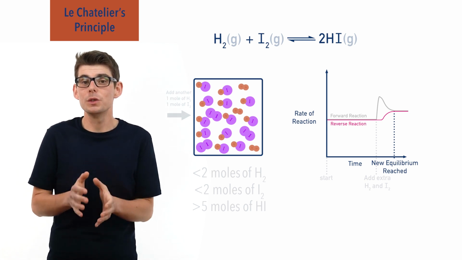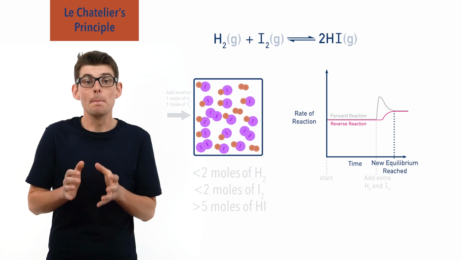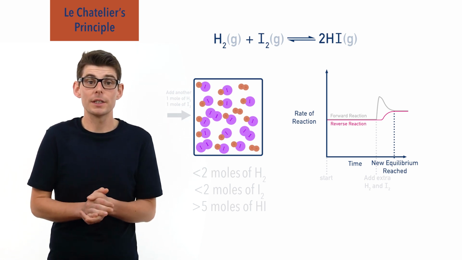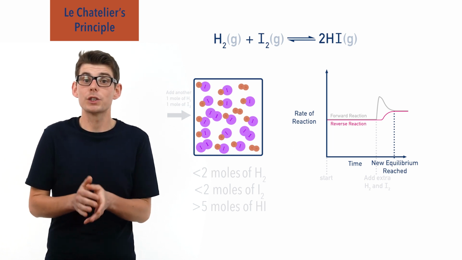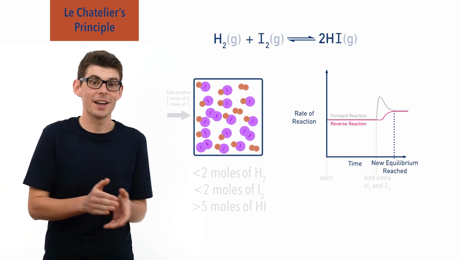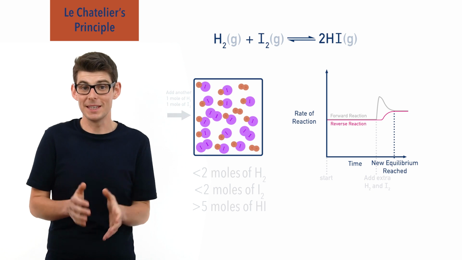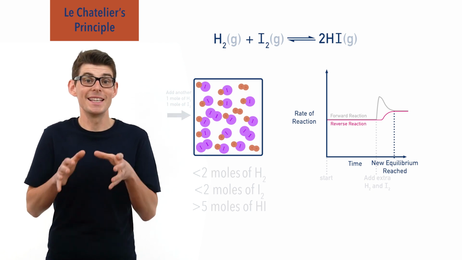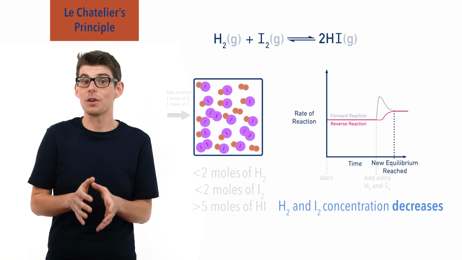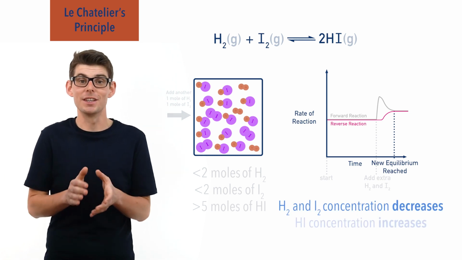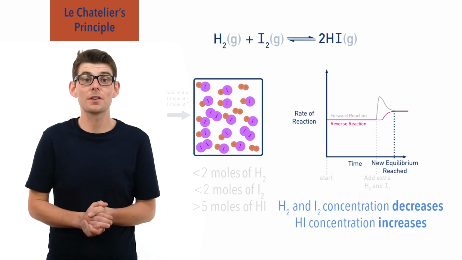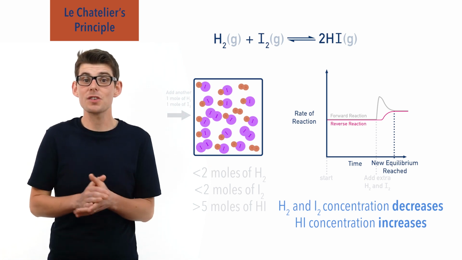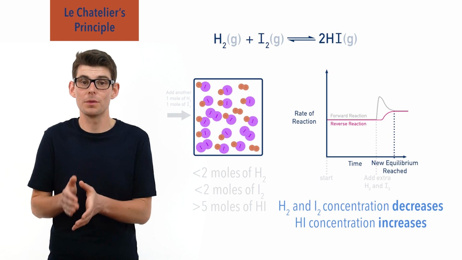Whilst reaching this new dynamic equilibrium, more hydrogen and iodine got converted into hydrogen iodide than hydrogen iodide got converted into hydrogen and iodine. This means the concentrations of hydrogen and iodine in the system decreased, and the concentration of hydrogen iodide increased. Products increased in concentration, reactants decreased, meaning we say the position of equilibrium shifted to the right.